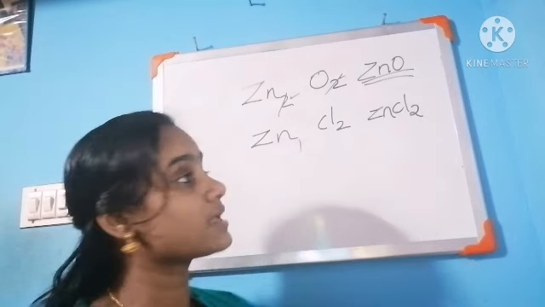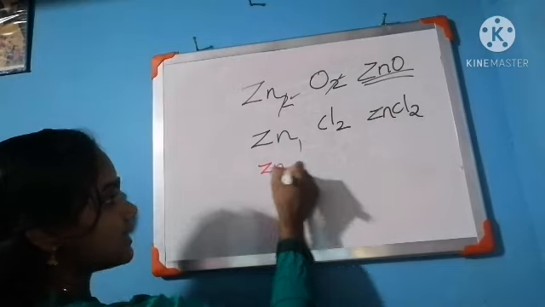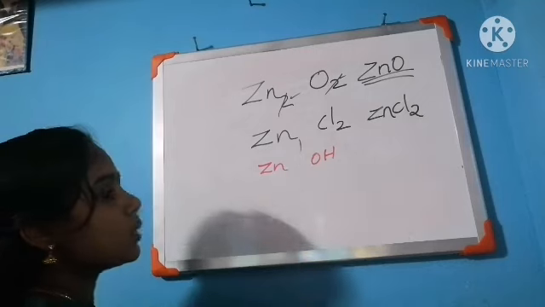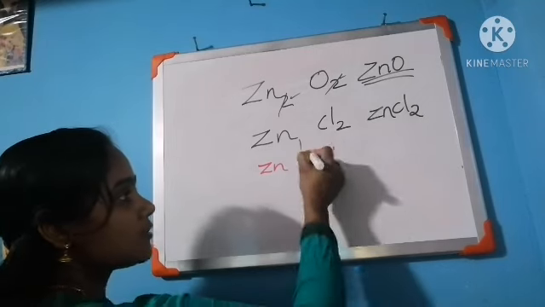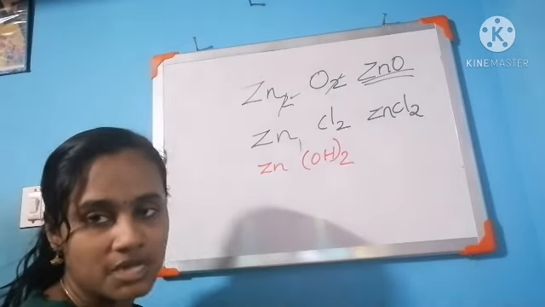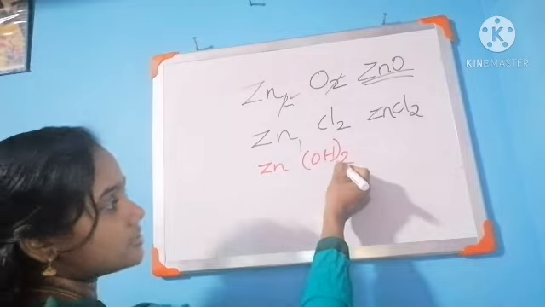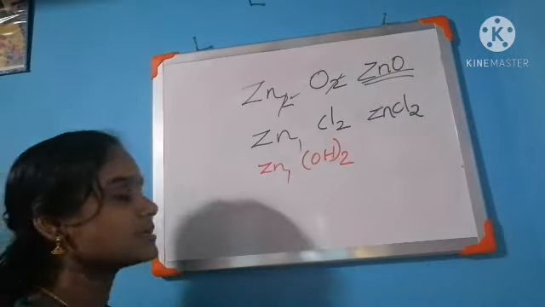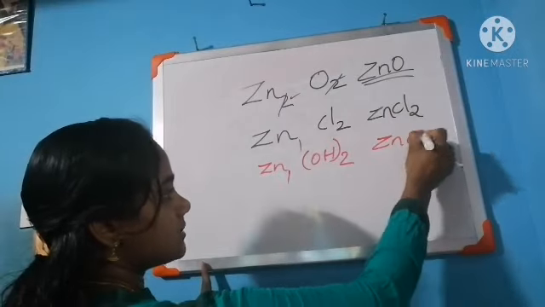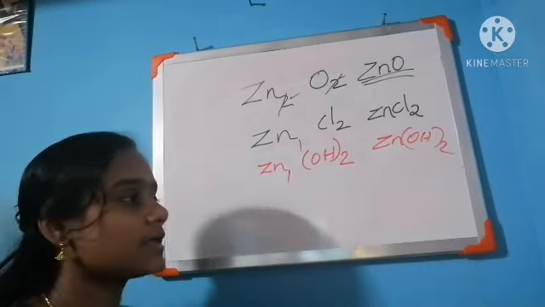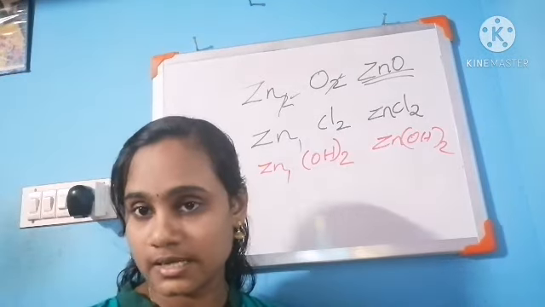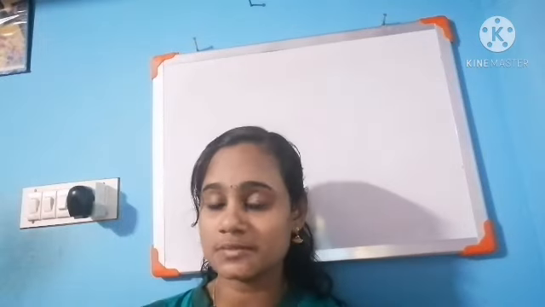Then zinc hydroxide. Zinc is Zn. Hydroxide is OH. What is the valency of zinc? 2, we should write it under the subscript of OH, hydroxide. And what is the valency of hydroxide? 1, we should write it under the subscript of zinc. So the formula of zinc hydroxide is Zn(OH)2. Is it clear now? Next, molecular formula of some gaseous compounds.